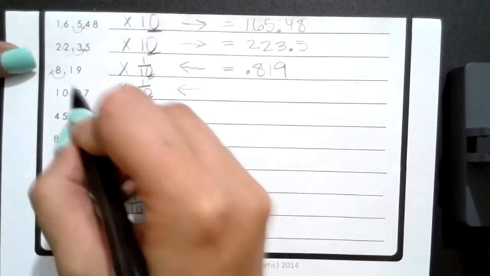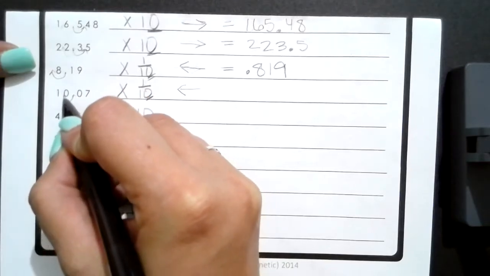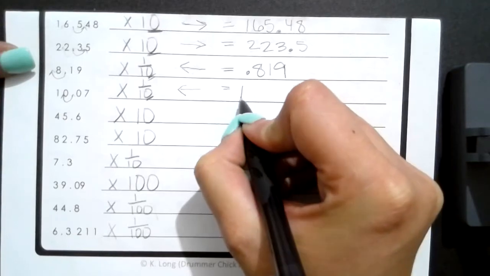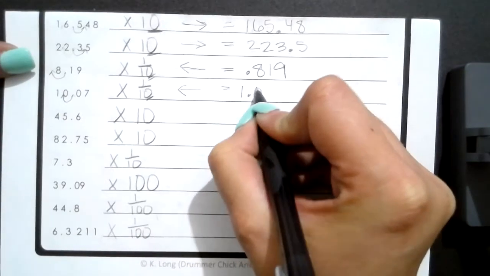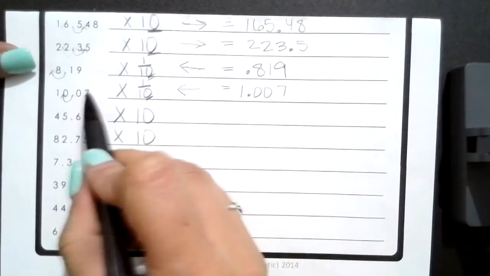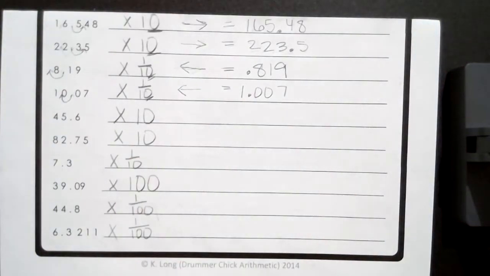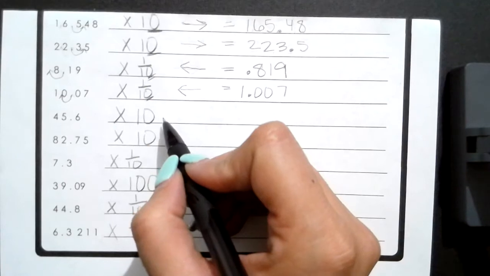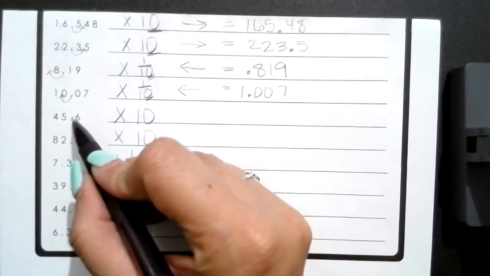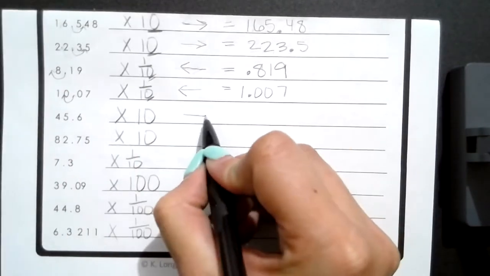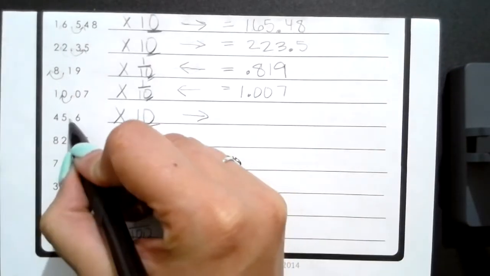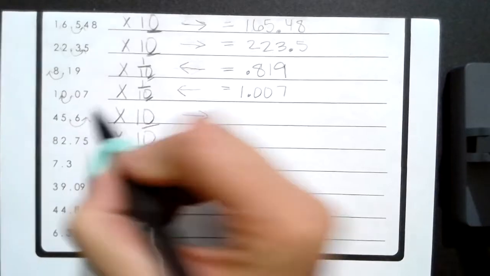There's 1 0 there. So I'm going to move it one time. So that $10 is really now going to turn into 1.007. And I can't drop off any of my zeros. I have to put what the number says. All right, so times 10. My number is going to get bigger. So I'm going to pick up my decimal and go to the right with it. How many zeros? 1. So I'm going to go this way one time.